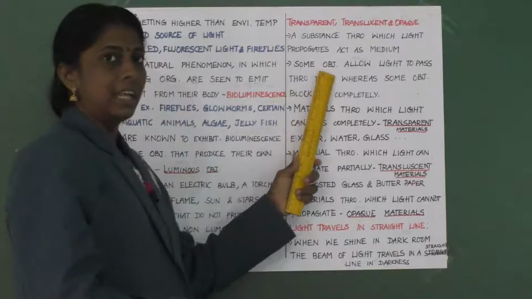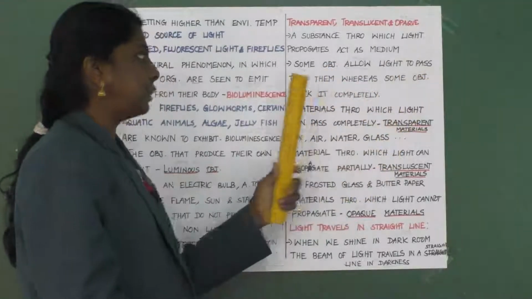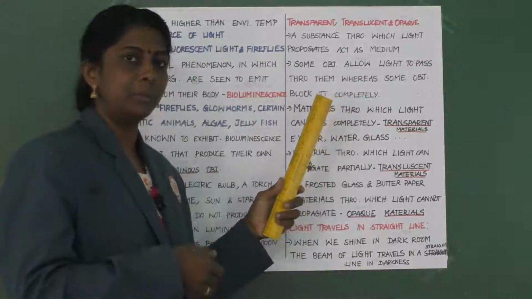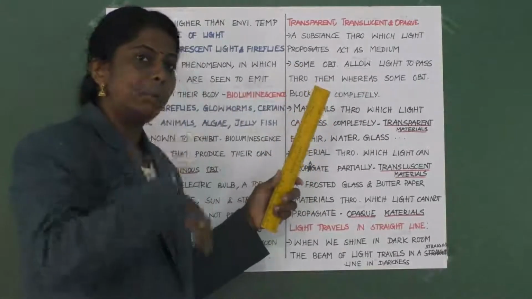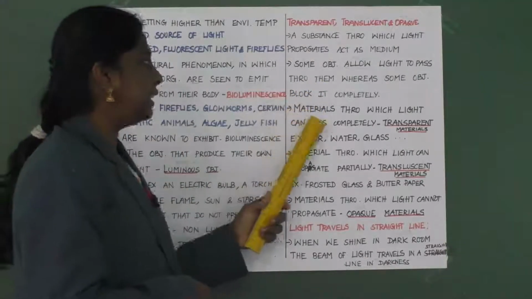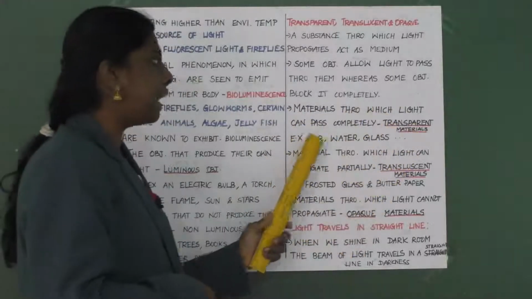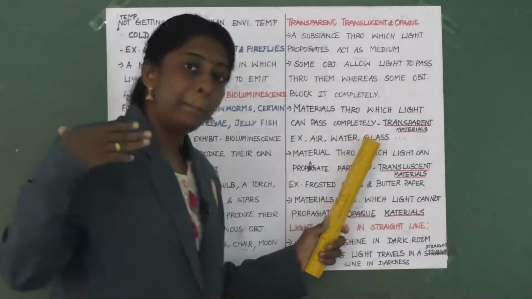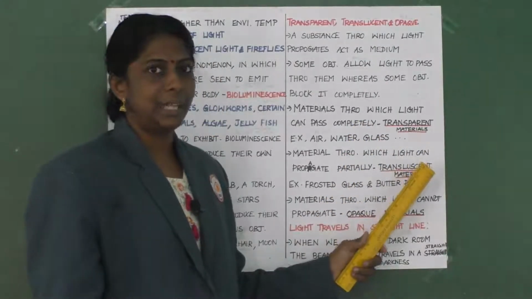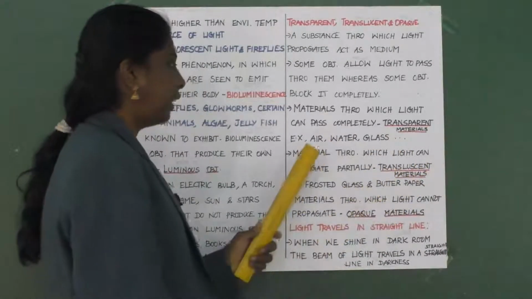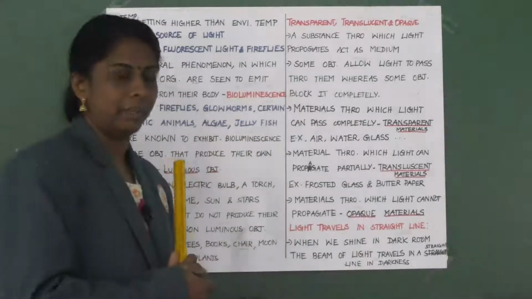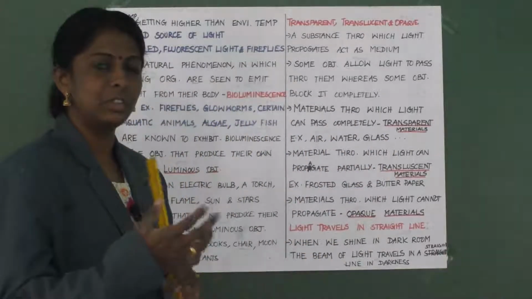Some objects allow light to pass through them, whereas some objects block it completely. Is it not? Some objects will allow light, some objects will not allow it, or will block it completely. Materials through which light can pass completely are said to be transparent materials. For example, air, water and glass, and so many more.